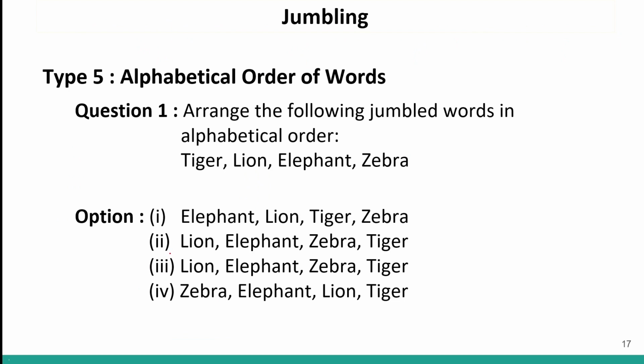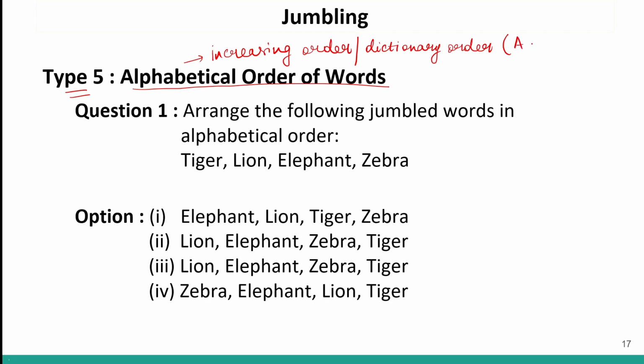Now, that was logical sequence jumbling. Now we'll come to the last type 5, which is alphabet order of words. Whenever we talk about alphabetical order, that means increasing order. It is also called dictionary order. Dictionary order means we are going from A to Z. So whenever you get questions on alphabetical order of words, it is increasing order or dictionary order. That means we are going A to Z.